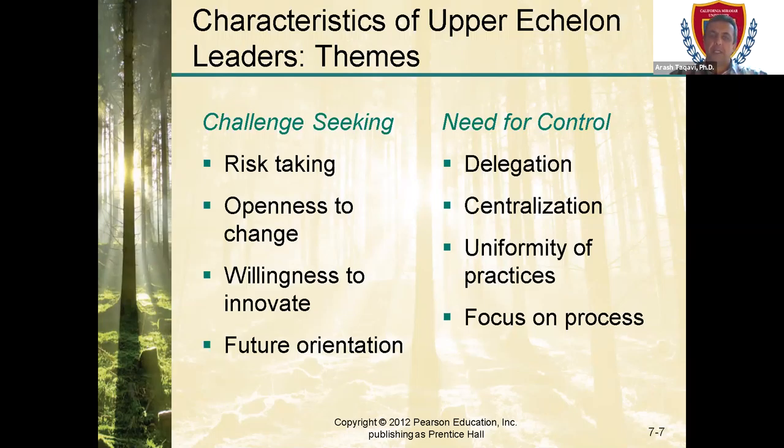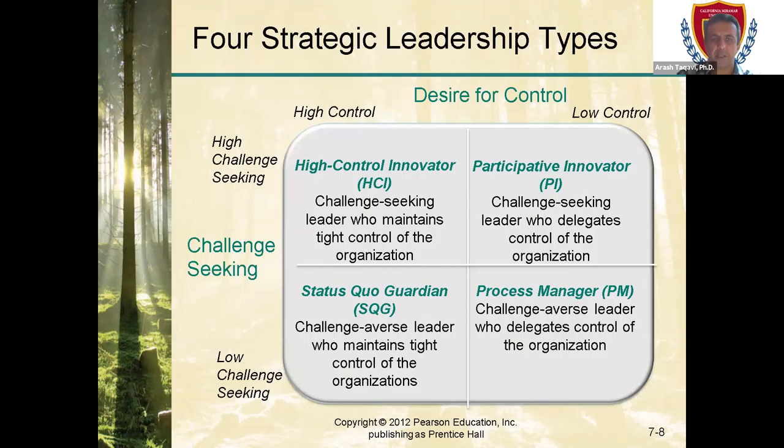First theme, risk-taking. A little milder, it is openness to change. A little milder is willingness to innovate. And the basic part of leadership is future orientation. It's about the severity. And the other parts, when we are talking about the themes of need for control, at first is delegation, higher rate. Next is centralization, a little milder. Then uniformity of practices, lower. And focus on process is the lowest theme for need for control, as you can see here.